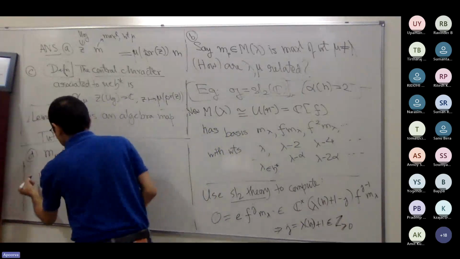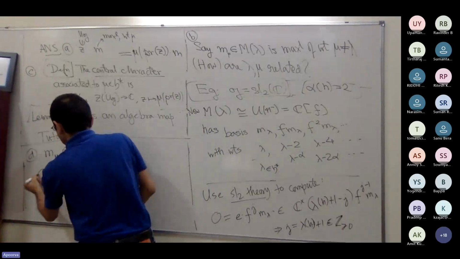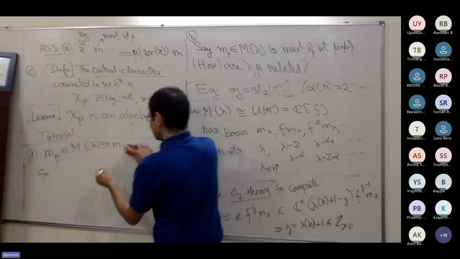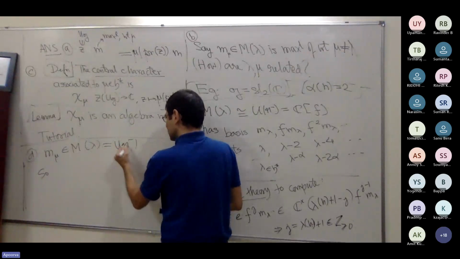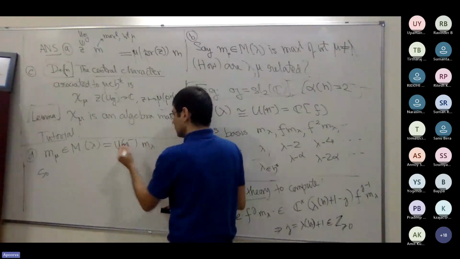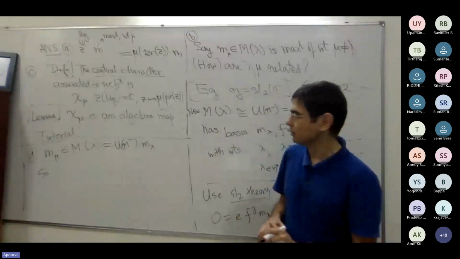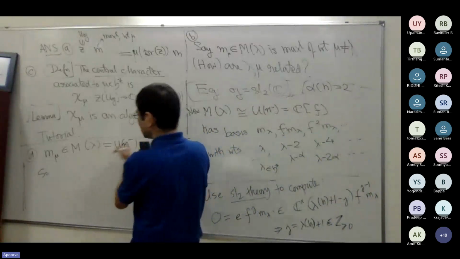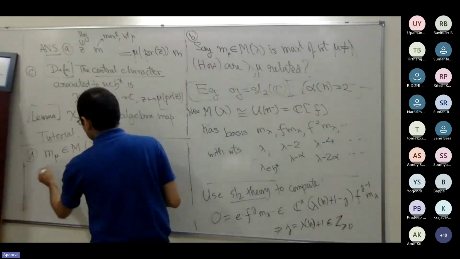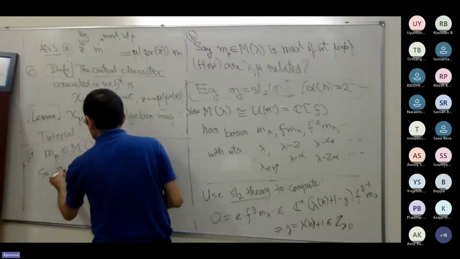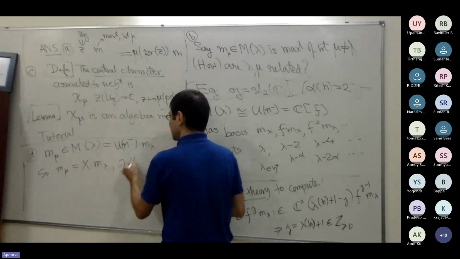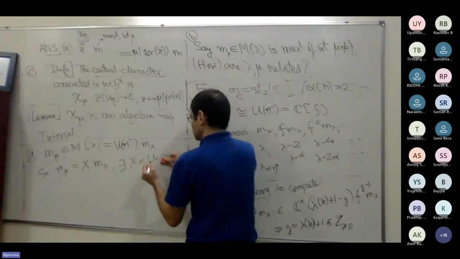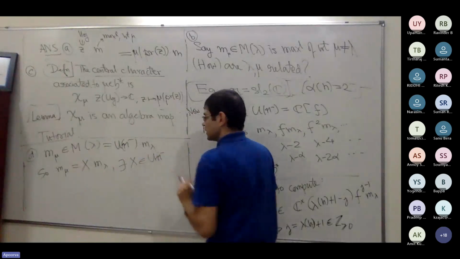Take an element of the center. Before that, I should say, because M lambda is the same as U(n minus) times M lambda, as we saw by the PBW theorem, therefore there is some monomial or some combination of words such that mu equals x times M lambda for some x, which is a PBW combination of basis vectors.